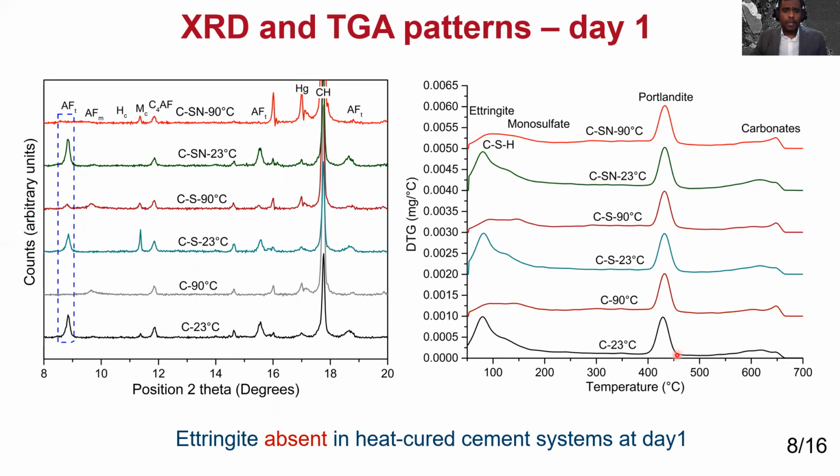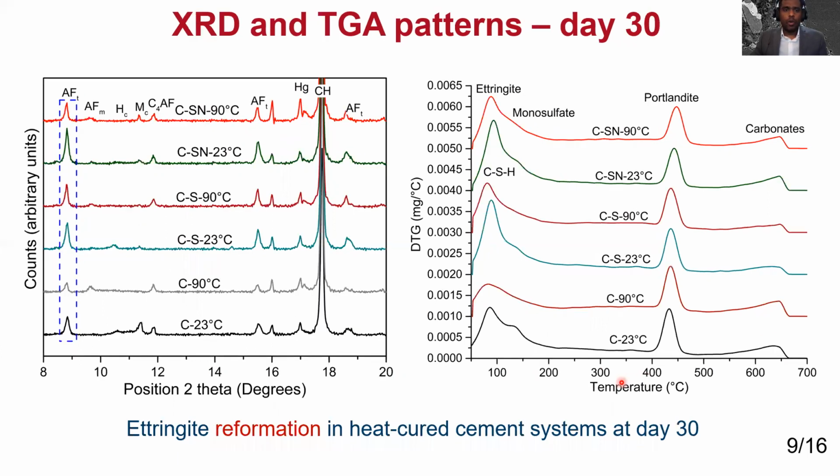So upon further curing in lime saturated water, at the end of day 30, we are able to see the ettringite forming back in the system. However, we cannot tell from these results whether this cementitious system will expand in the future or not, because the peak heights are not different enough to differentiate between different chemistry of cements. The differences are very marginal.